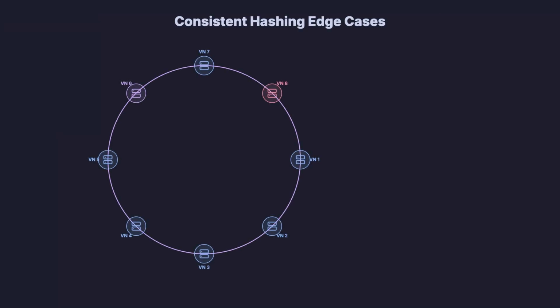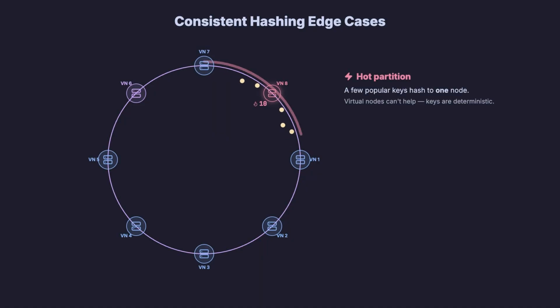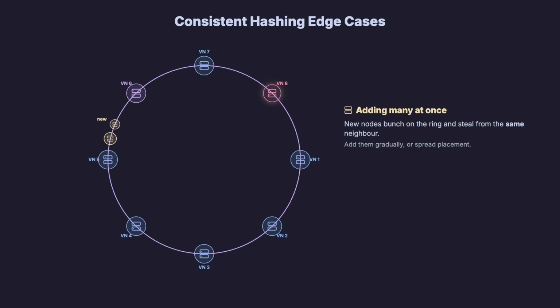Consistent hashing solves the reshuffling problem, but it doesn't solve uneven access patterns. If a few keys become extremely popular, they'll still land on a single server and create a hot partition. Virtual nodes can't help with that because each key is deterministic. You have to split those hot keys at the application level or add some smart request routing. Another edge case is when you add multiple nodes at once. They might cluster together on the ring and steal from the same neighbor, causing a temporary imbalance. So you either add them gradually or use a placement strategy that spreads them.